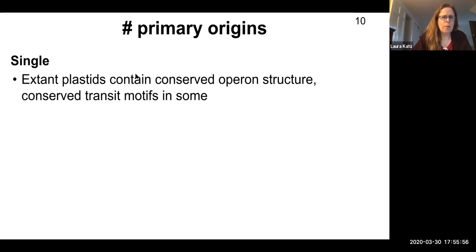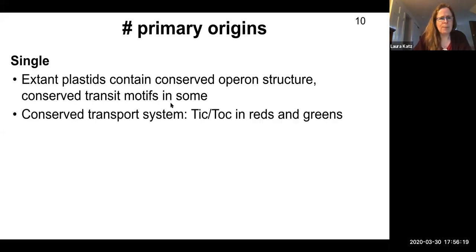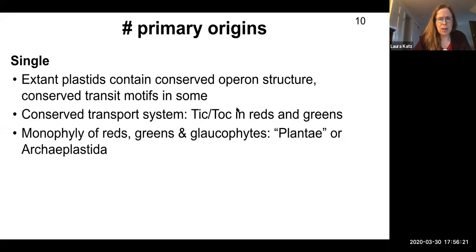Why? The living plastids that have traditional genomes that we have studied so far seem to have conserved operons, so that's this linking of protein coding genes. They have conserved transit motifs in some, but not all. Dinoflagellates, for example, have plastids in mini circles that make no sense and follow no rules. They also have conserved transport systems.